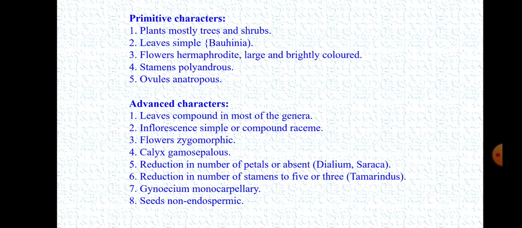Now let us focus on the different advanced characters of this family. The first one is that the leaves are compound in most of the genera. Inflorescences are simple or maybe compound raceme type. The flowers are zygomorphic, that is irregular. The calyx is gamosepalous, where the sepals are united. There is reduction in the number of petals, or they are absent, for example Dilenia and Saraca, where petals may be present or absent. There is also reduction in the number of stamens, so they may be 5 or 3. Tamarindus indica is the best example. Gynoecium is monocarpellary and the seeds are non-endospermic. These are some advanced features.